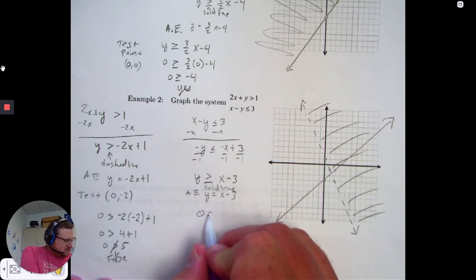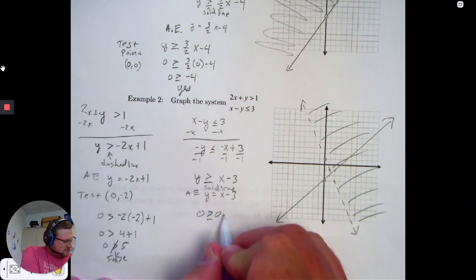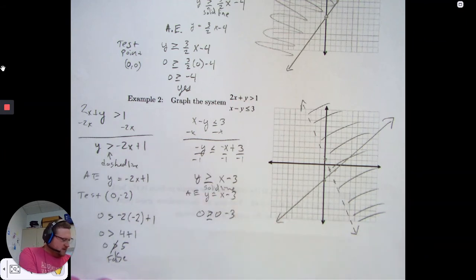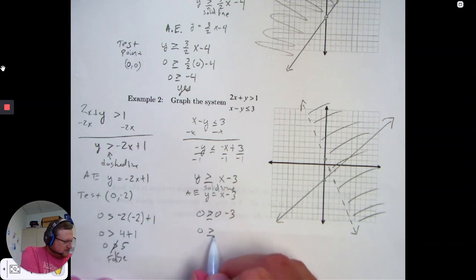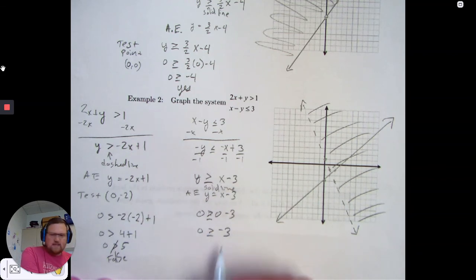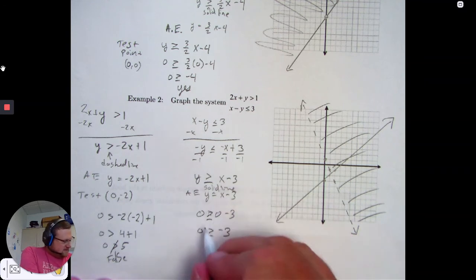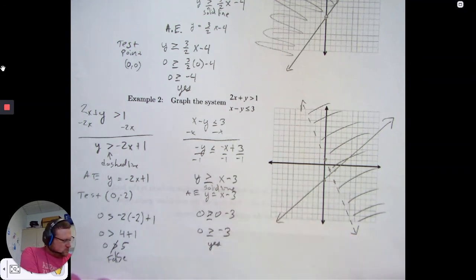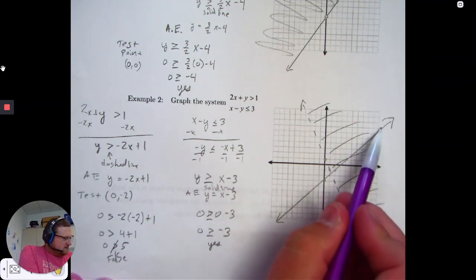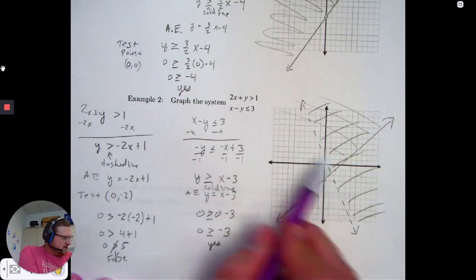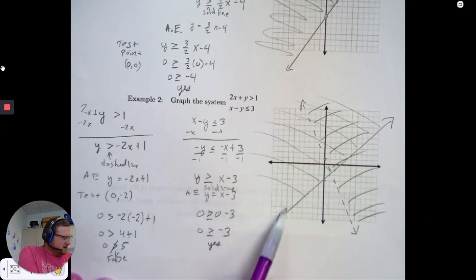So is 0 greater than or equal to 0 minus 3? So is 0 greater than or equal to negative 3? And yes it is. This is a true statement. So that means that we want to highlight above this area.